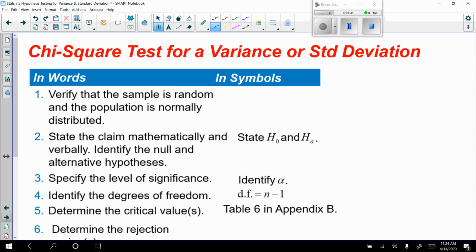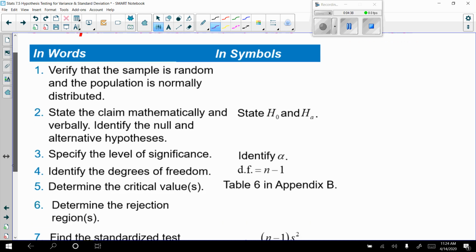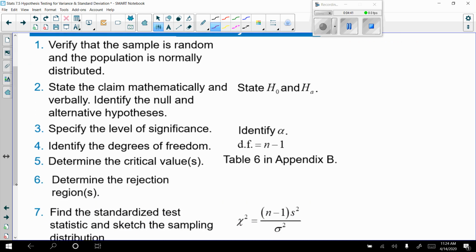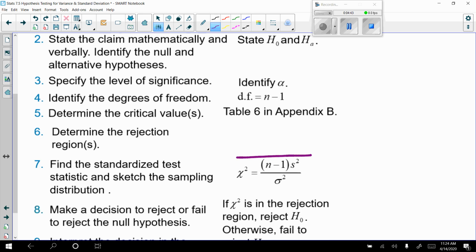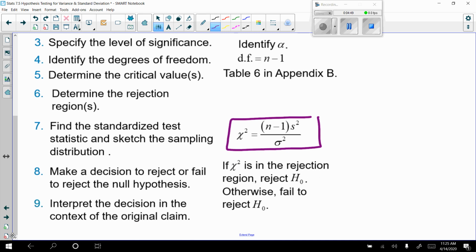When you are doing a chi-square test, this is a reminder of the steps in order to do it. Remember, here's how we calculate the actual chi-square value when it's the variance. When it's the standard deviation, you just take the square root of that.